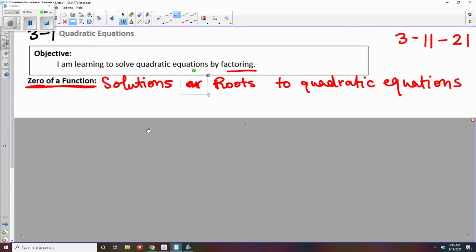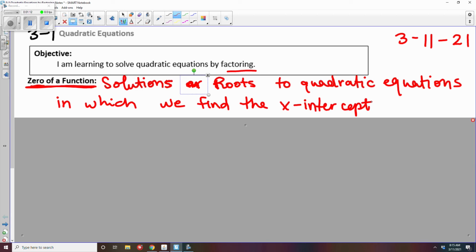In which we find the X intercepts. And if you think about the x-axis again, if we're looking for the X intercepts, we're looking for every time where y is 0.